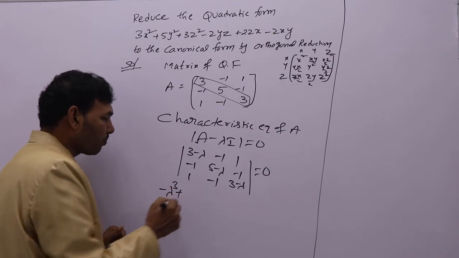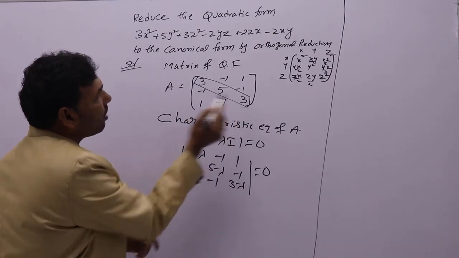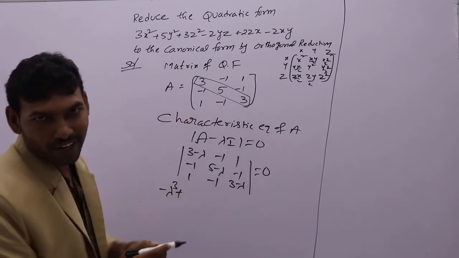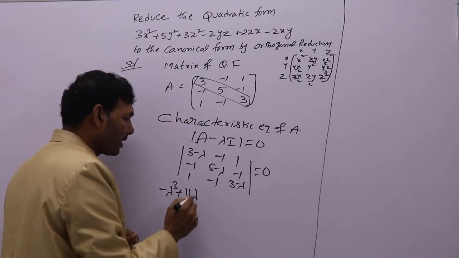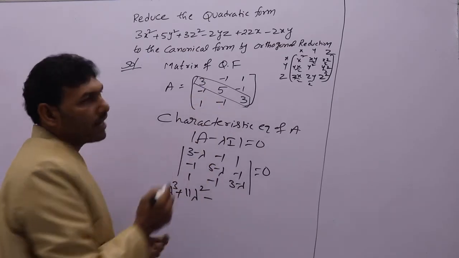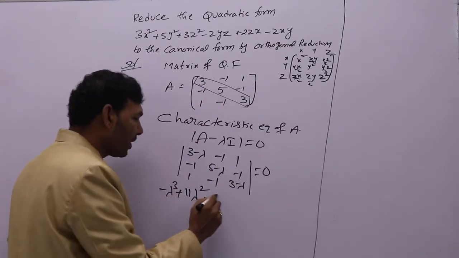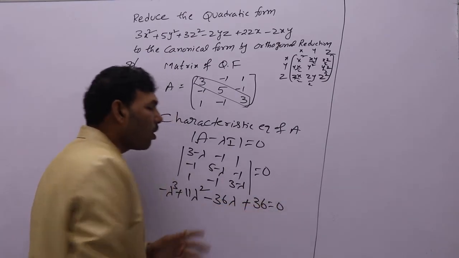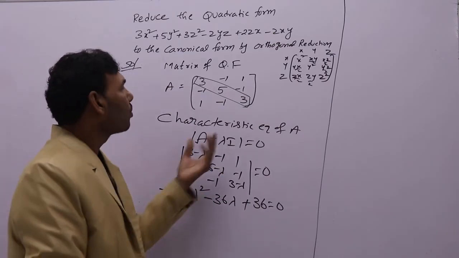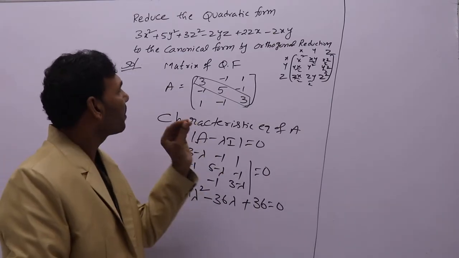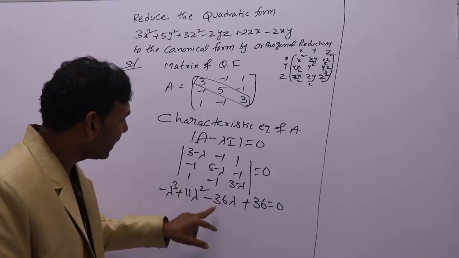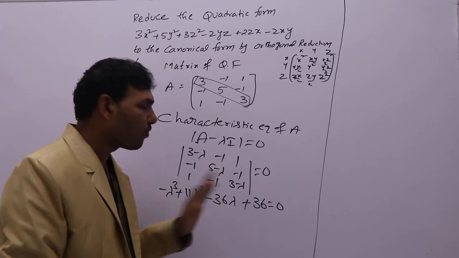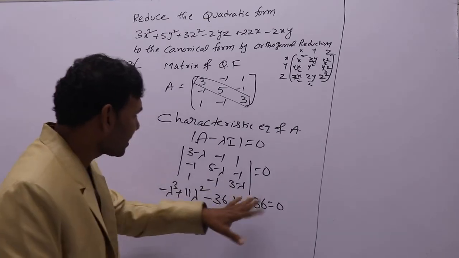Minus lambda cube. The lambda square coefficient is the sum of diagonal elements into lambda square. If you add all, 3 plus 5 is 8, 8 plus 3 is 11. Like this, if you find the sum of cofactors for every element, you will get 36. Similarly the det is also 36. I said how to find the det using a calculator, and for the previous problems I explained how to find the sum of cofactors of the principal diagonal and how to find the det. Like that I have written 36 more.